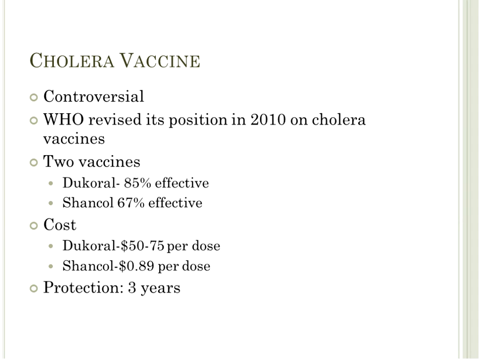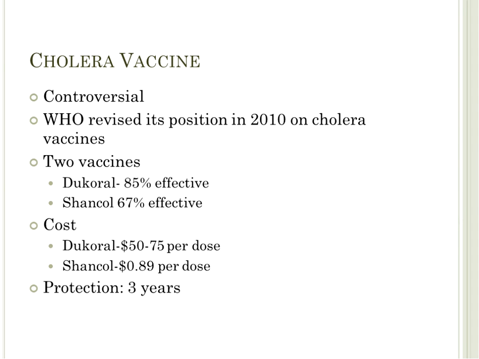So let's talk about the cholera vaccine. This has also been a subject of controversy. The WHO recently revised its position in 2010 on the cholera vaccine. So there are two major cholera vaccines. There is Dukoral, which has been available for the longest time. It's known to be 85% effective. Shanchol is 67% effective, but it's an old vaccine and it's less costly.